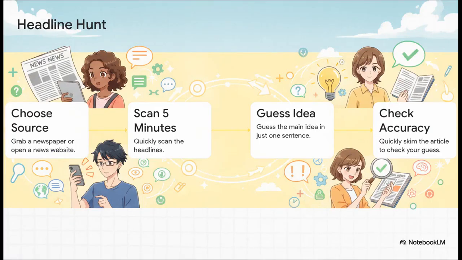If you want to practice this, here's a highly actionable exercise you can literally do today. It's called the headline scavenger hunt. Just pull up a news website. For exactly 5 minutes, do not read the articles, just scan the headlines. For every headline, try to guess the main idea of the article in just one sentence. Then, go ahead and skim the article to check your accuracy. This is basically a workout for your brain, training it to quickly extract core meaning and spot important info at a glance. It's a fantastic way to become a much more efficient reader.